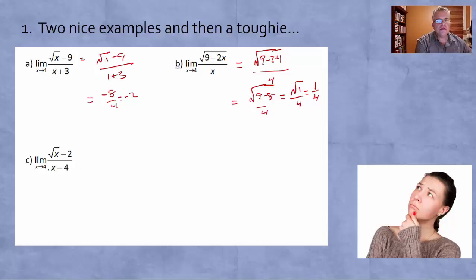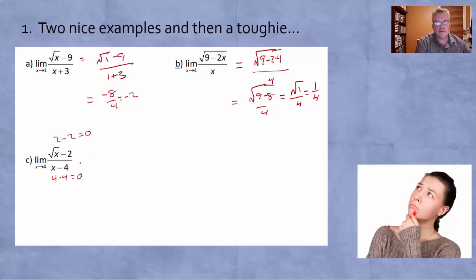However, here comes the problem. In this one, as x approaches 4, we see that the numerator is approaching 2 minus 2, which is 0, because the square root of 4 is 2. We have that minus 2. And the denominator is approaching 0 also. 4 minus 4 is 0. So both the numerator and the denominator are approaching 0, and we have to do something.